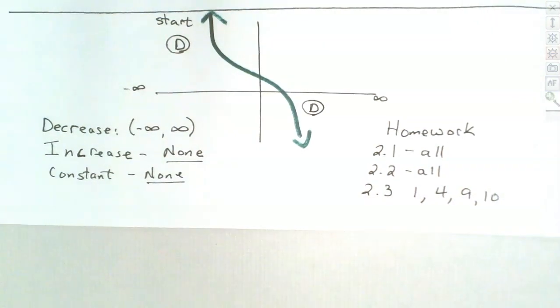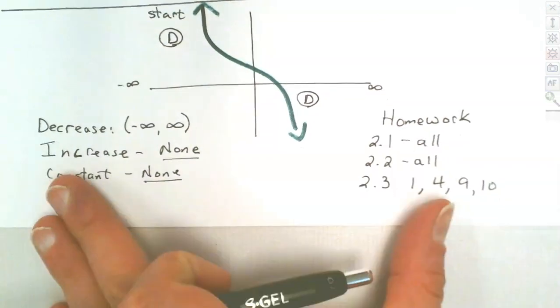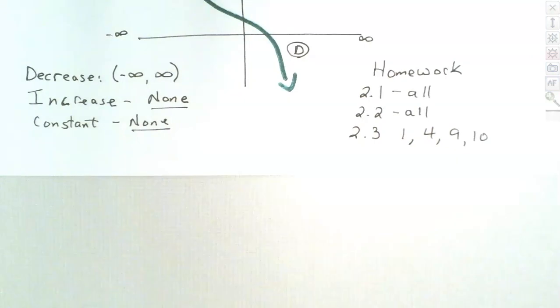We'll have to do the equations and expressions next time. So you should be able to do 1, 4, because that's an increase-decrease type of function. You should be able to do 9 and 10 as well. So that's going to be your homework for next class period. And again, I'll have the notes posted with the lecture.